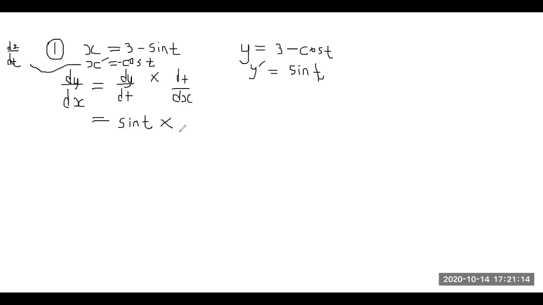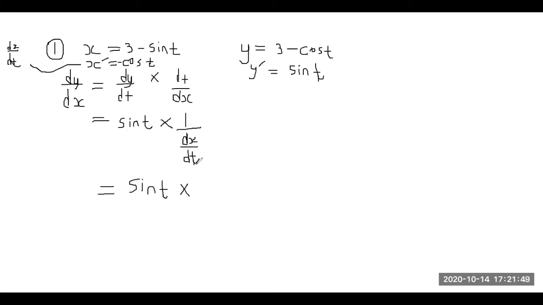And so what we're really multiplying by is 1 over dx/dt. That is dt/dx, 1 over dx/dt, right? And so whatever dx/dt is, we're going to say 1 over that thing times sin t. So this works out to be sin t times 1 over dx/dt.